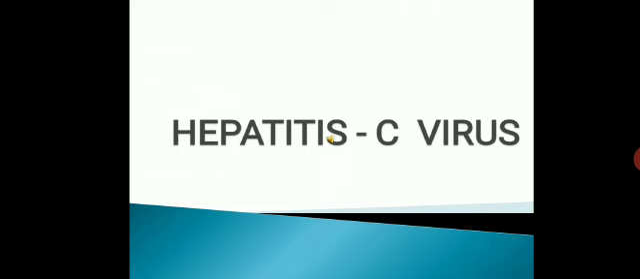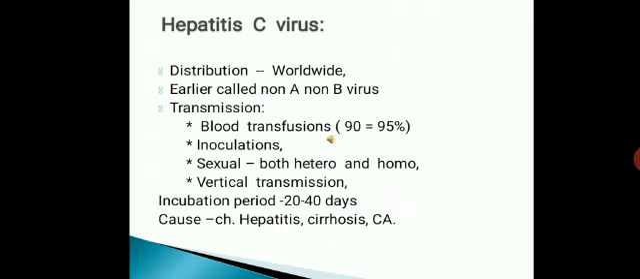Now hepatitis C virus. It is present worldwide. It was earlier called non-A, non-B virus. Its transmission is mainly through blood transfusion. 90 to 95% transmission is through blood transfusion. It can also be transmitted through inoculation. It can be transmitted through sexual route, both heterosexual and homosexual, or there can be vertical transmission also. Its incubation period is 20 to 40 days. It causes chronic hepatitis, cirrhosis, and hepatocellular carcinoma.